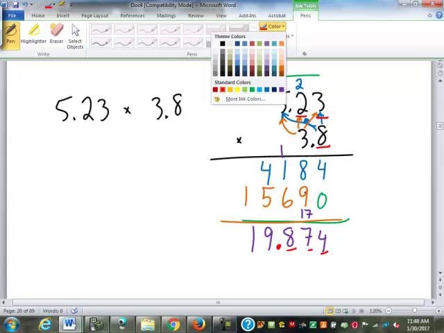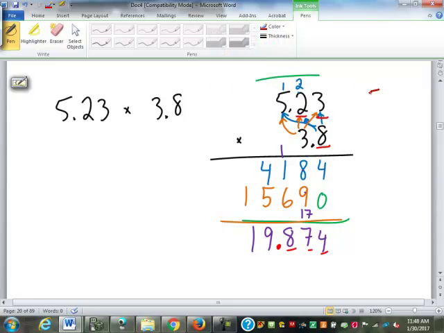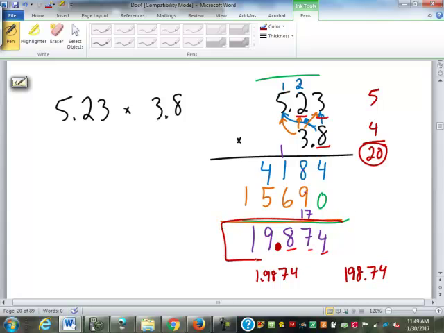Now again, just like any of the other stuff we've done, you could look at this and say, hey, this is about 5. This is about 4. I'm expecting 5 times 4. I'm expecting something close to 20. And if you think about it that way, this is the only place that decimal point can go. It's the only place that makes any sense. Because 1.9 wouldn't make any sense, and 198 would not make any sense. So 19.874 is the only location of that decimal point that makes any sense to us.